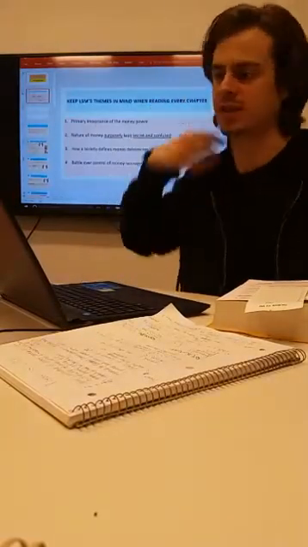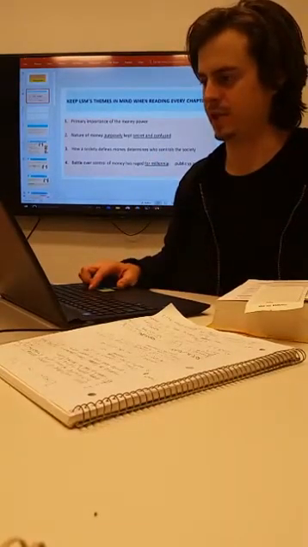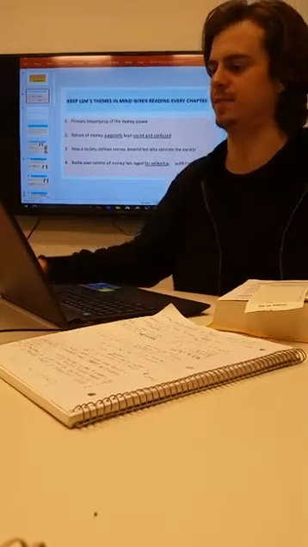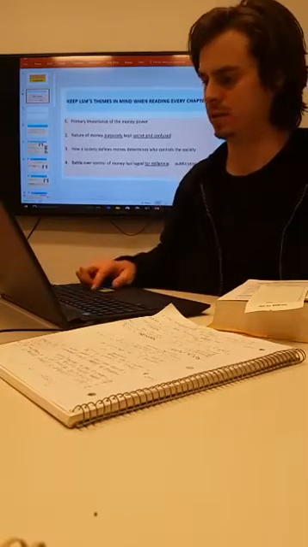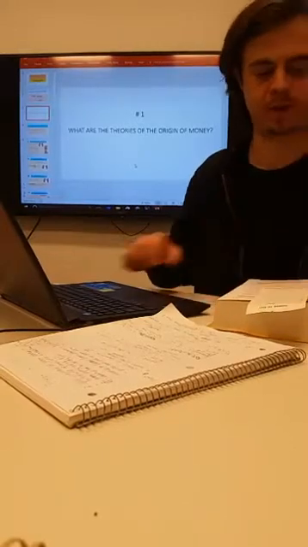So, this deck starts out just with a quick review of the major themes, how society defines money, determines who controls the money. Now we're talking about theories of the origins of money.